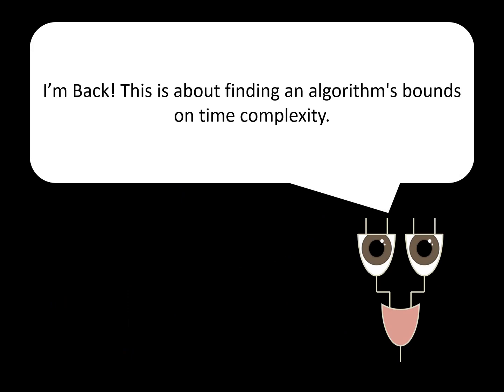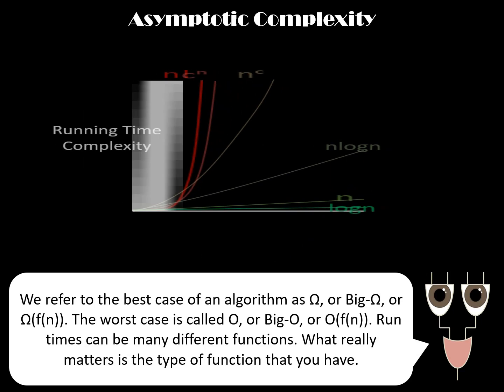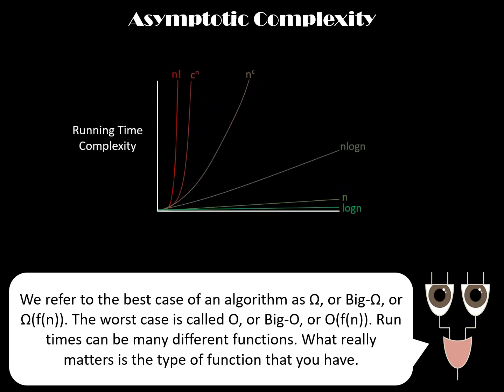I'm back. This is about finding an algorithm's bounds on time complexity. We refer to the best case of an algorithm as omega, or big omega, or omega of f of n. The worst case is called O, or big O, or O of f of n. Runtimes can be many different functions.